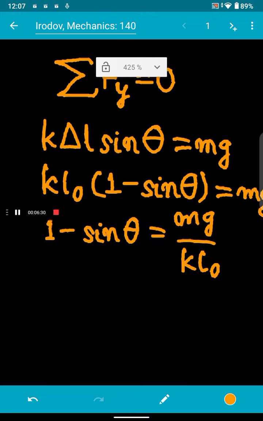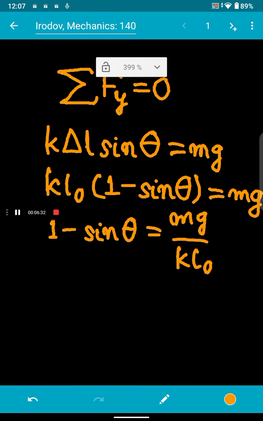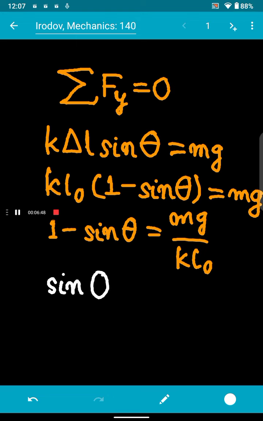Now in the question it was given that K is equal to 5 mg by L naught. So K L naught is equal to 5 mg. So this right hand side is nothing but 1 by 5. So from here we will get that sin theta will be equal to 4 by 5.